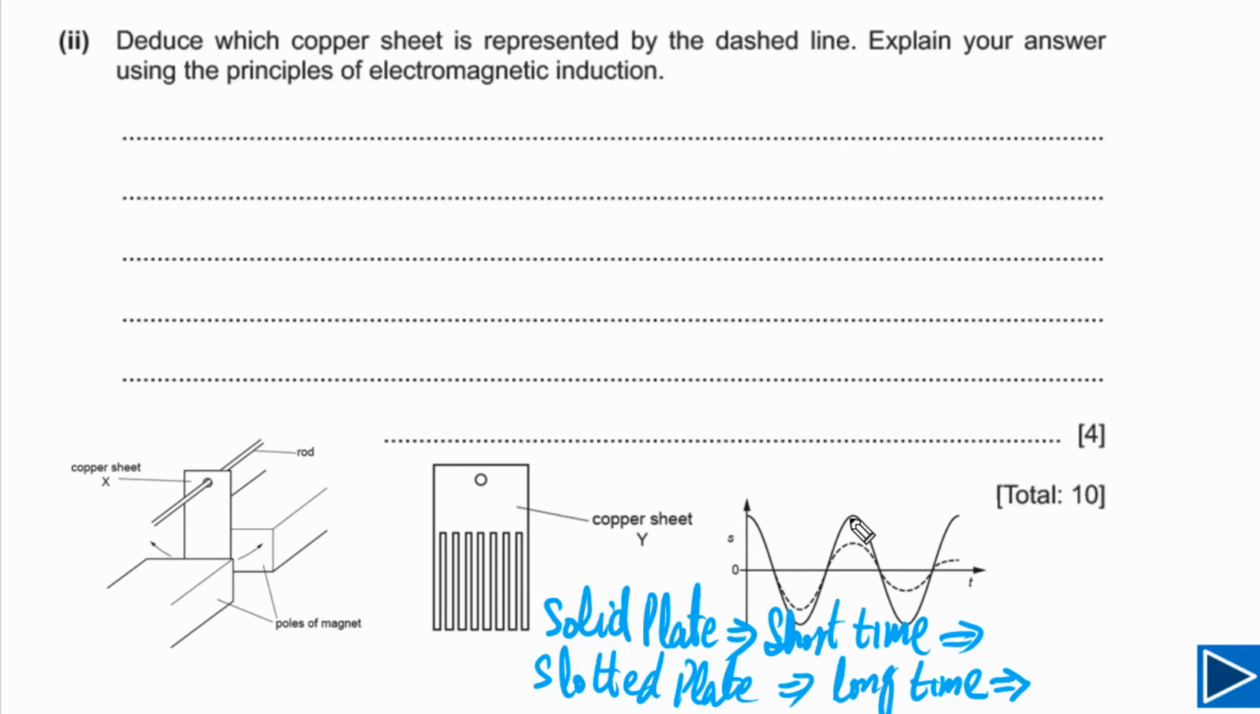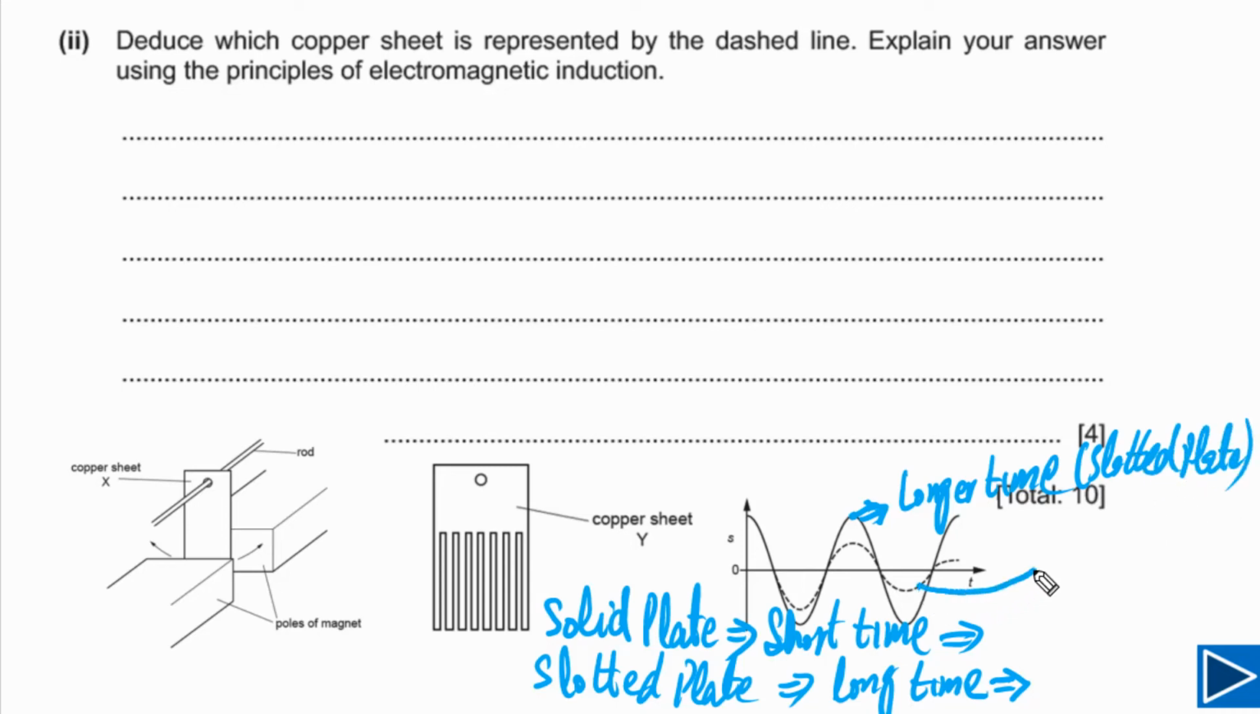Now if you look at first of all the solid curve, meaning this curve, the amplitude of this one is not decreasing with time. So it simply means this will take a longer time to stop. A longer time to stop simply means that this one is the slotted plate. We can write on here: this one is the slotted plate.